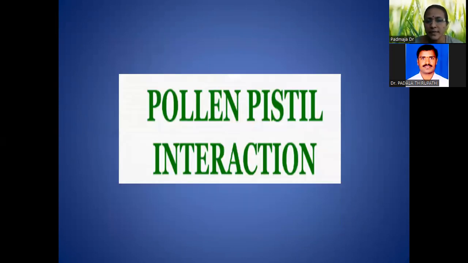And the next one is the pollen-pistil interaction. In this pollen-pistil interaction, what we are going to study is that the pollen grains are coming from the anthers and the pistil is also called the stigma. And what is the interaction that takes place between the pollen and the pistil, and what barriers are there to overcome self-pollination? Like this, we can come under this pollen-pistil interaction.